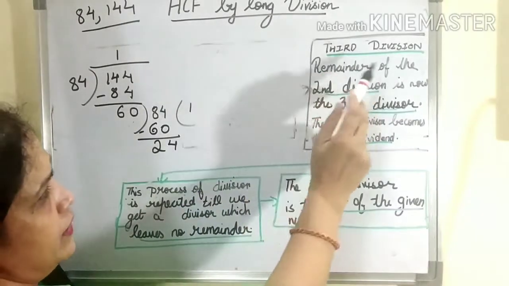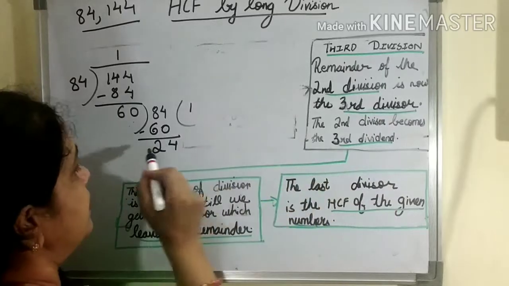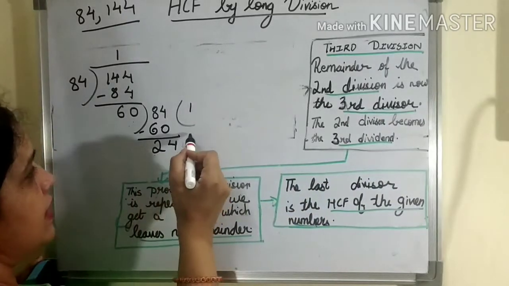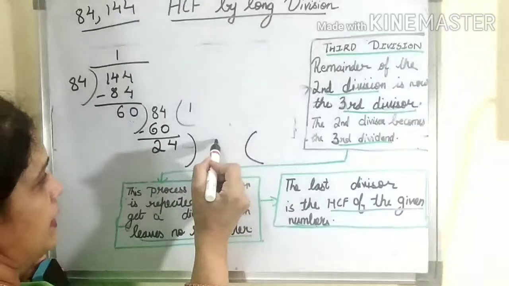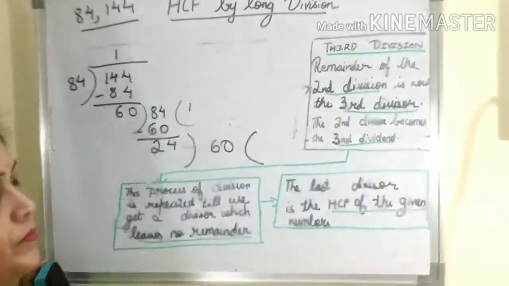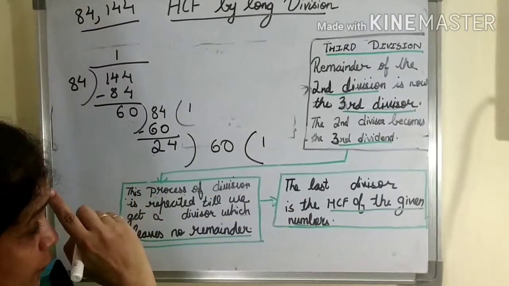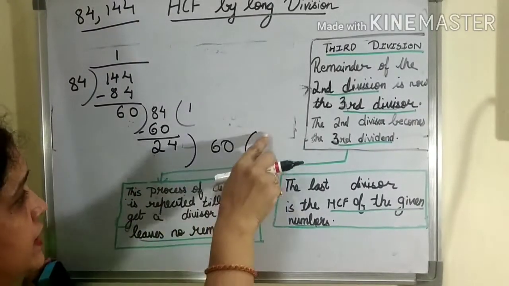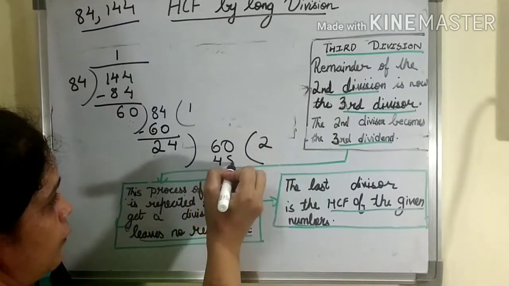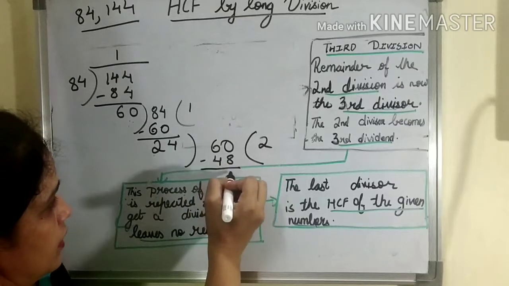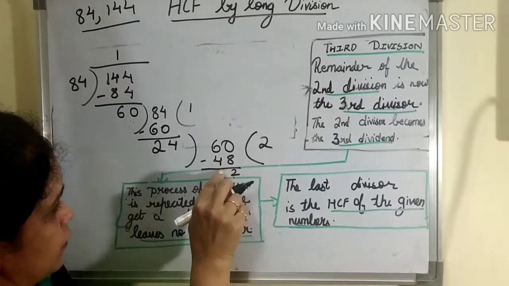And I got 8 minus 6, I got 24. Now, third: the remainder of the second division is the new third divisor. That means this is the third new divisor. And the second divisor, that means this was the second divisor, now becomes the dividend. Now, if I divide, 24 ones are 24, 24 twos are 48, and 24 threes are 72. So, it will go 2 times, and I got 48. And what I got? 10 minus 8, 2, 5 minus 4, 1.